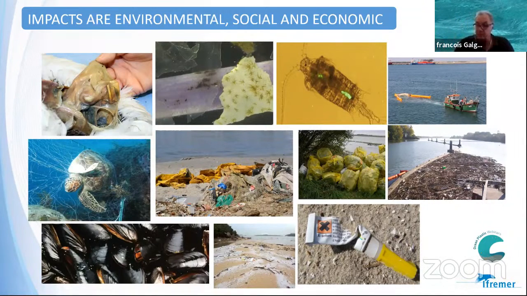We know that entanglement is probably the most impacting type of litter, because nets have been crafted to kill, and even when they are lost or abandoned, they are still killing animals, not only fish. Ingestion is also quite important, of different types, including microplastics for small organisms, and larger debris for larger organisms like sea turtles or some birds that are more affected. We also have contamination through ingested microplastics, even if it's a minor vector for contamination.